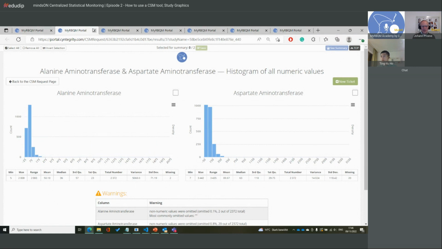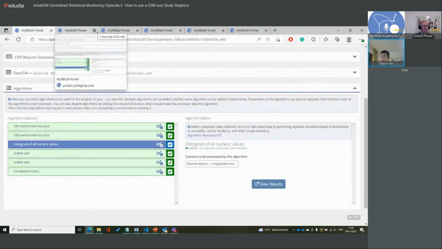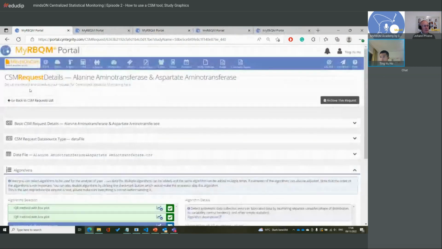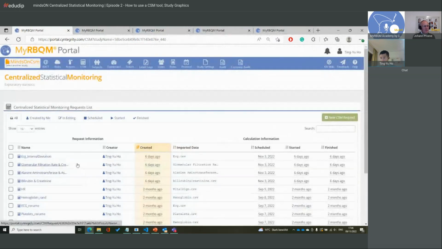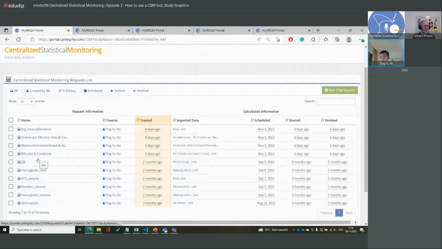Okay. So moving on, let's switch to the second example. The second example we have is the bilirubin and creatinine.